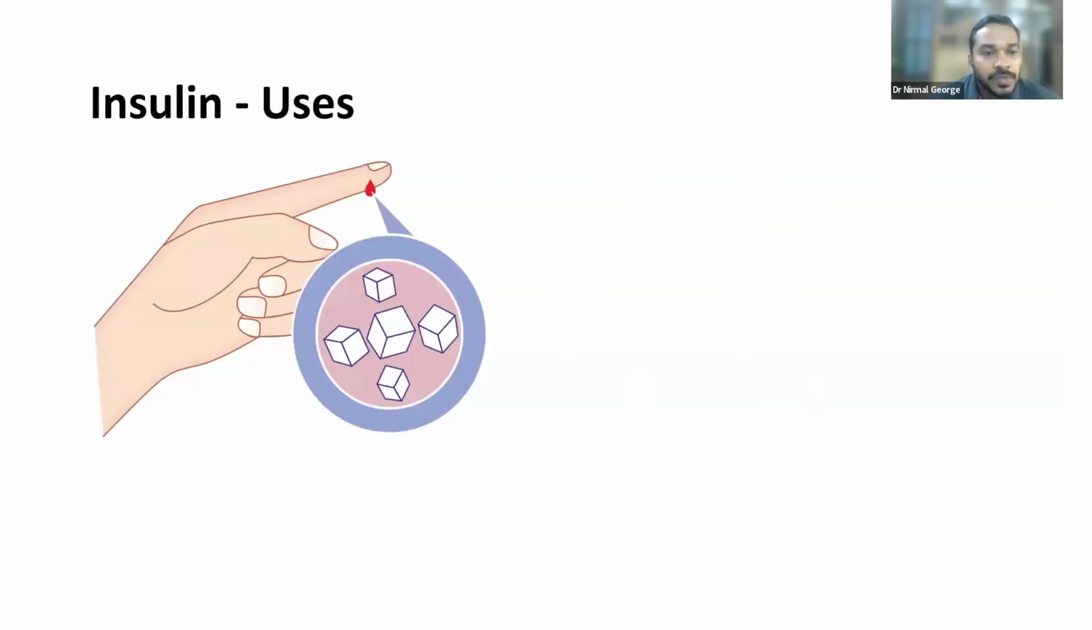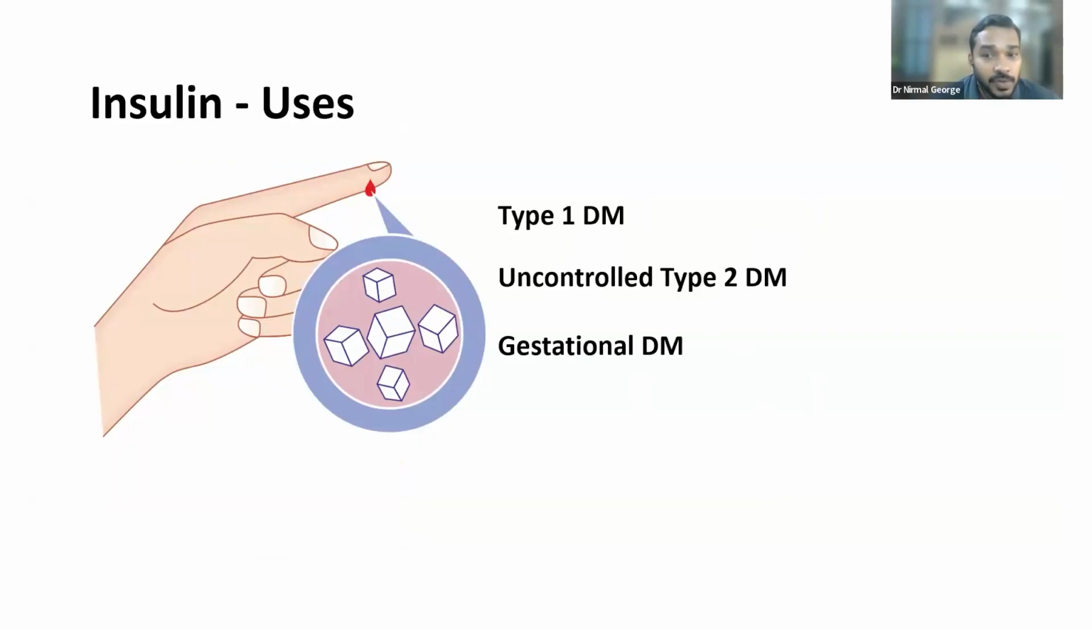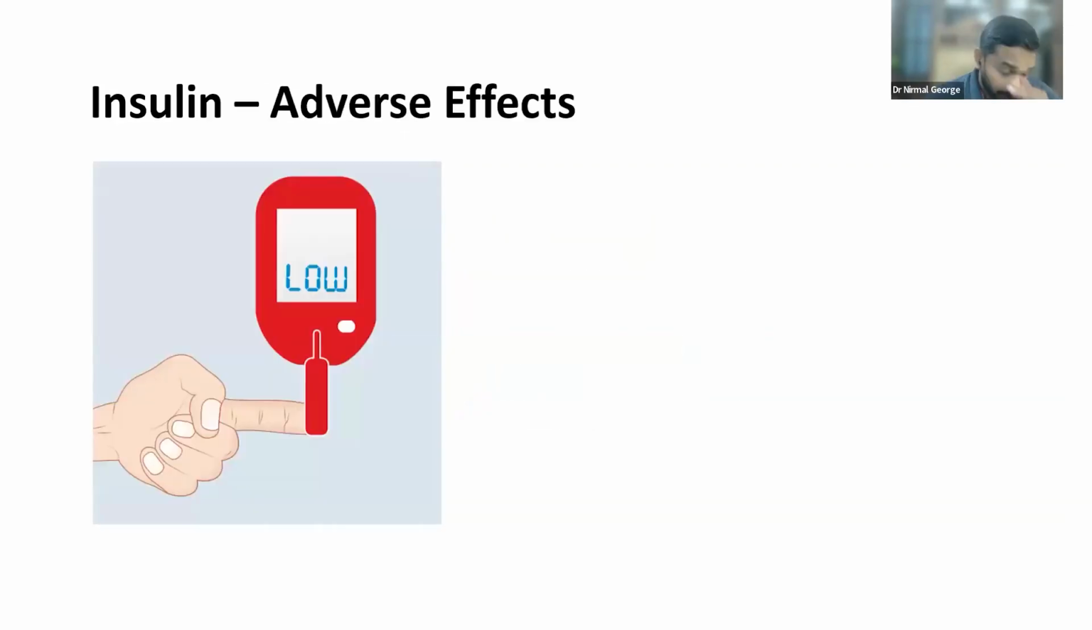So about the uses of insulin, insulin is used to reduce blood glucose. It is used for the treatment of diabetes mellitus. It is primarily used for the treatment of type 1 diabetes mellitus. It can also be used for uncontrolled type 2 diabetes mellitus. It is used for gestational diabetes mellitus and also for diabetic ketoacidosis. So you know that insulin reduces plasma glucose levels. So when it reduces beyond the limit, it can result in hypoglycemia. That is a major adverse effect of insulin.